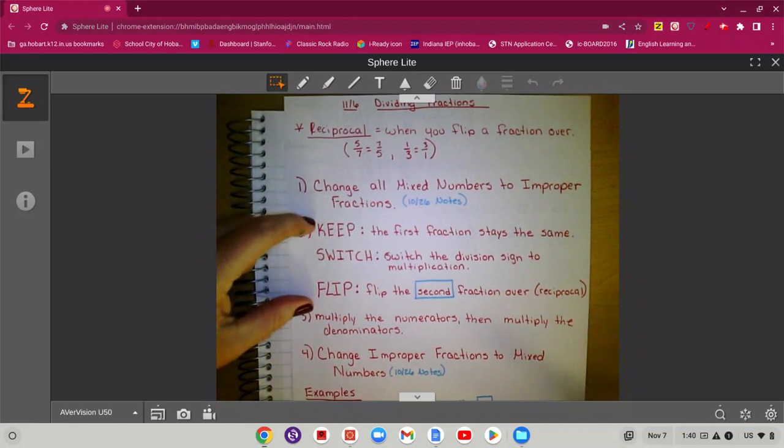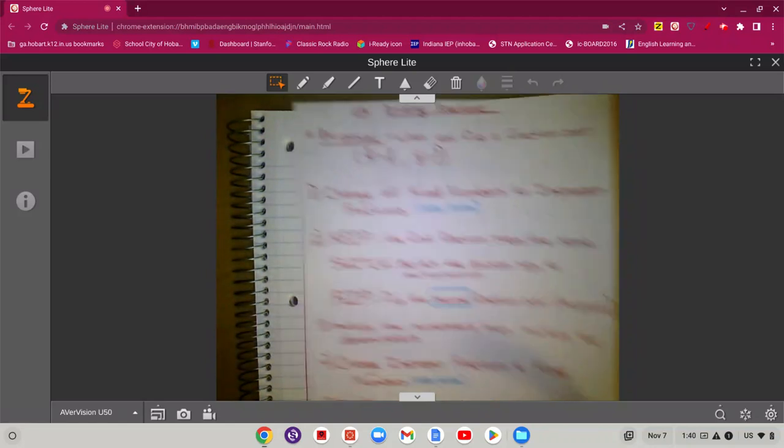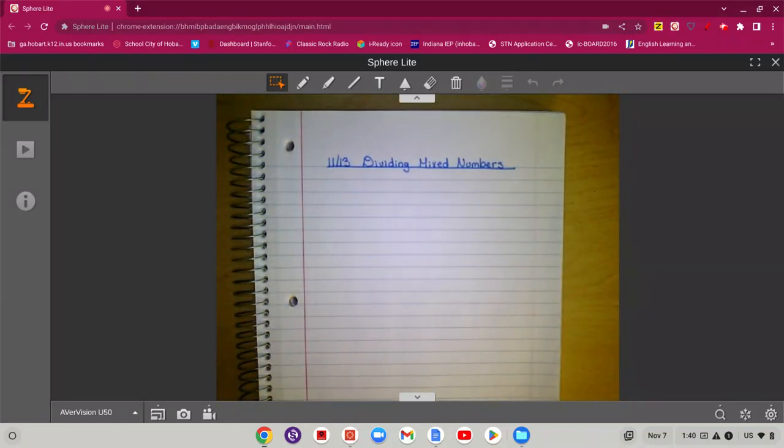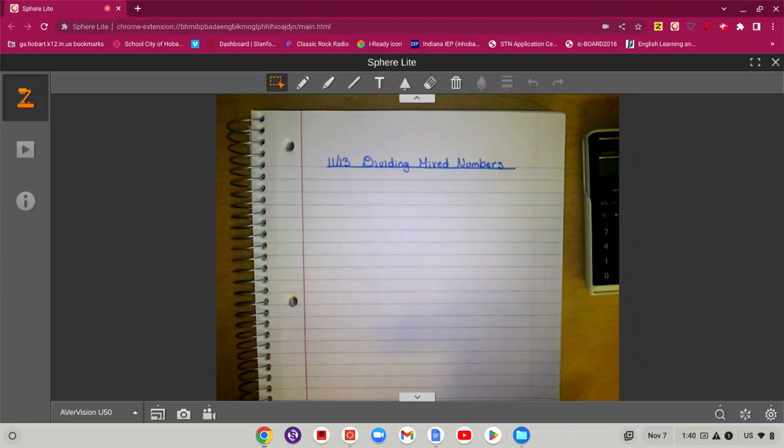Keep, switch, flip. Multiply numerators. Multiply denominators. Change improper fractions to mixed numbers. And I would strongly encourage that you use a calculator to help you with this. So we're just going to do 3 examples.